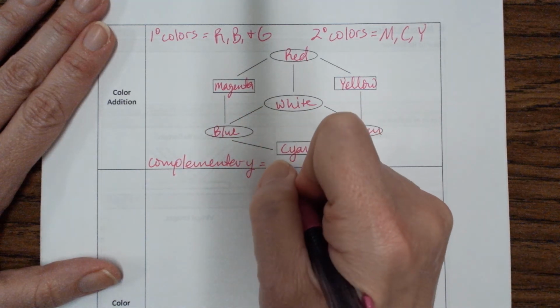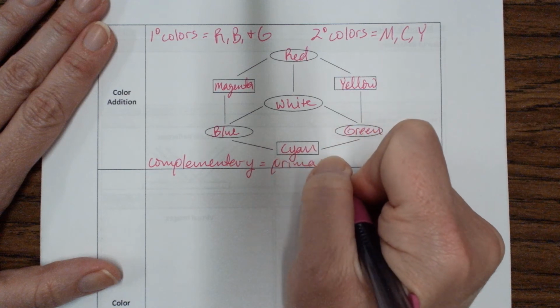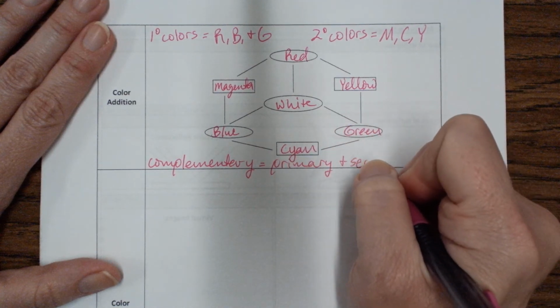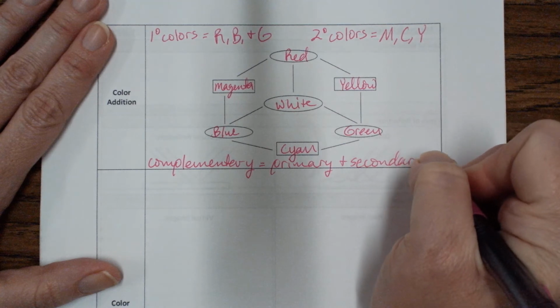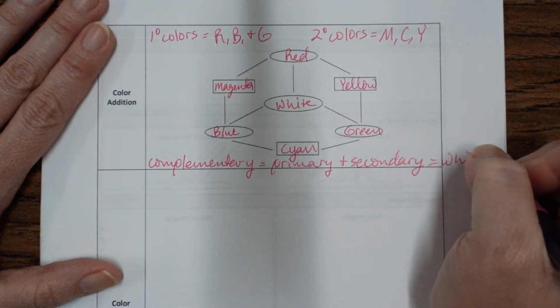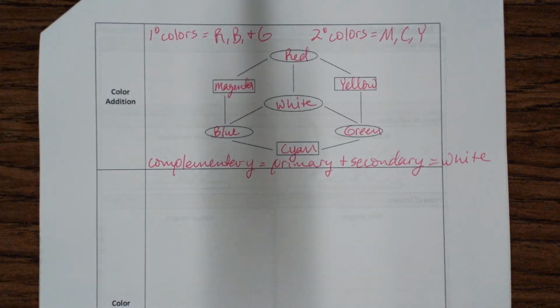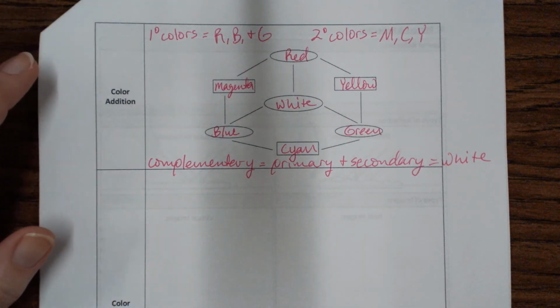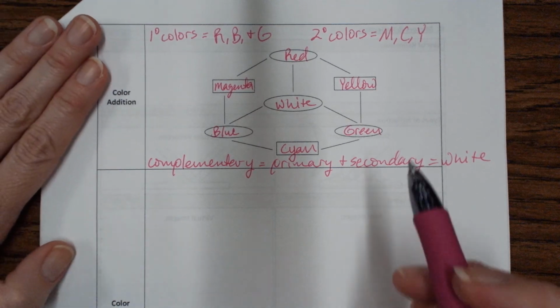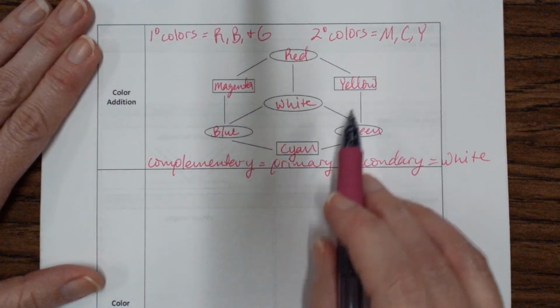That's where you mix a primary and a secondary, and you get white light. Okay. The primary colors of pigment are the secondary colors of light. So magenta, yellow, and cyan.